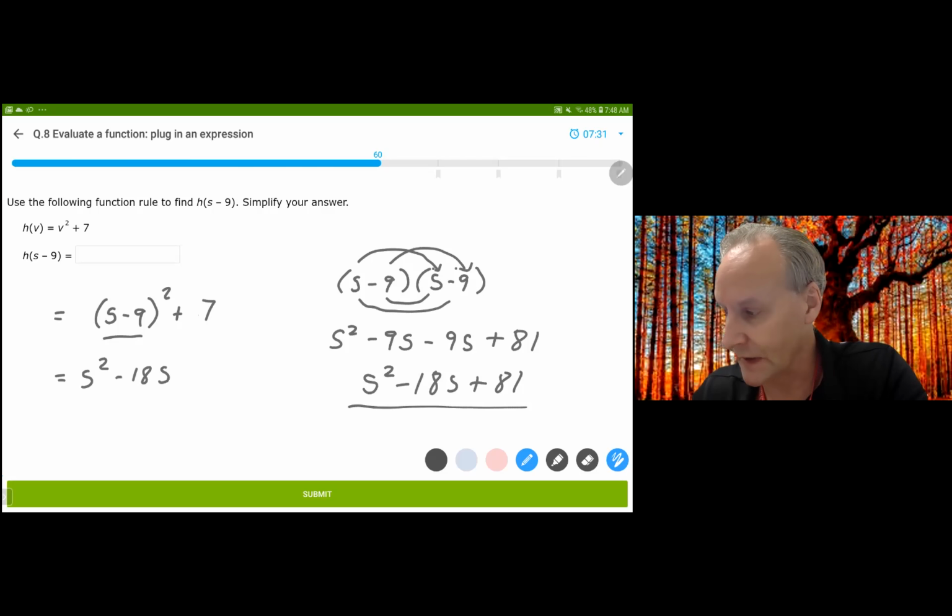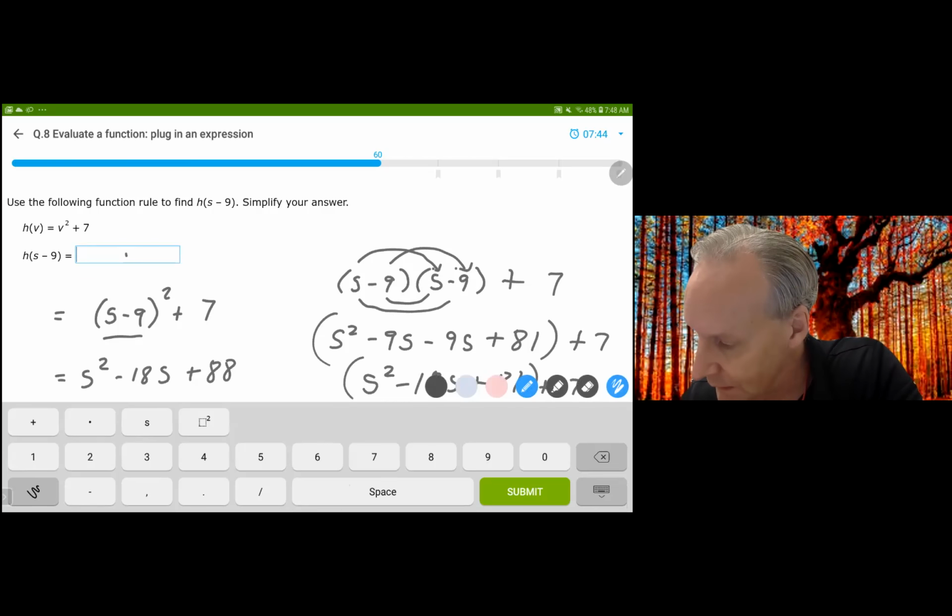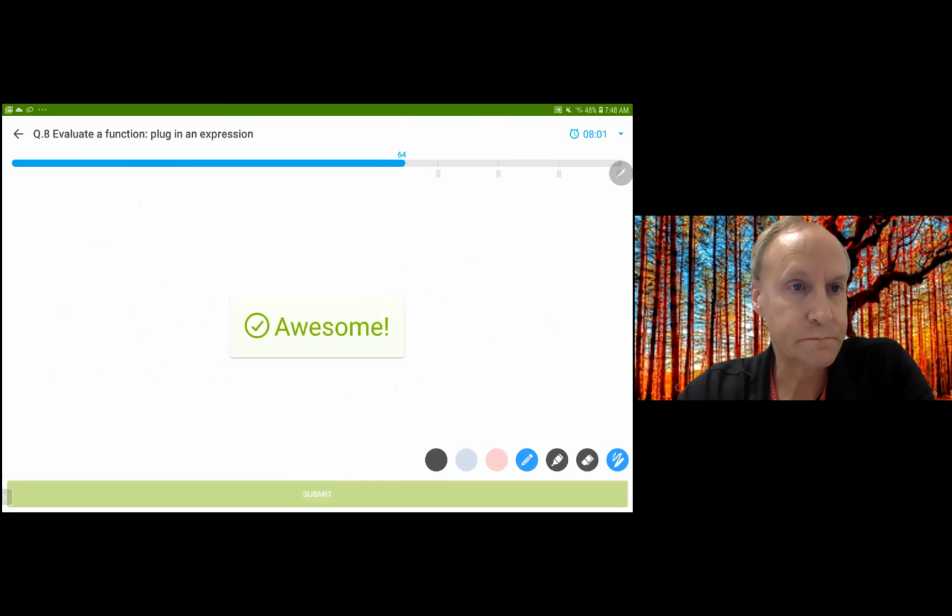And notice I'm going to add the 7 to this, because I am adding the 7 here. And that's going to be 88, isn't it? Let's see if it likes that. Oops, gotta put this thing. Nope. This, there we go. Minus 18s. And then we have the plus 88. It's probably going to like that, I think. Yep.